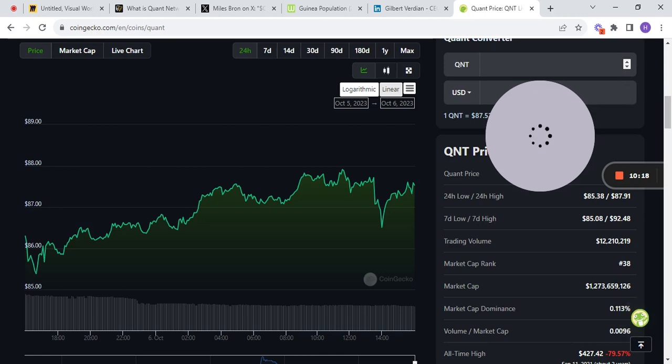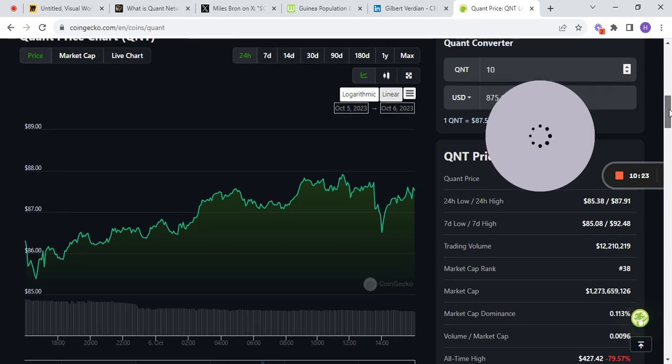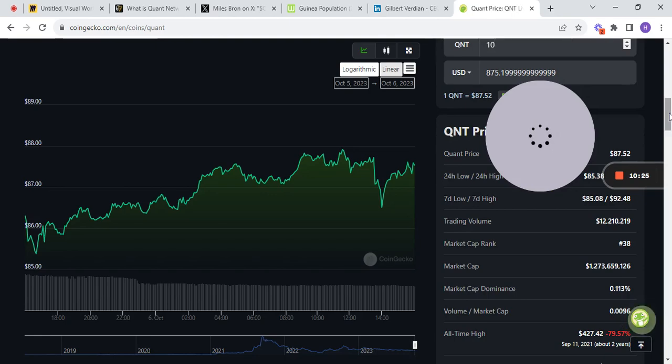And let's have a look at what 10 Quant would cost you right now. So 10 Quant right now would cost you $875. Now, I think that's an absolute steal, to be perfectly honest. Like I said, 10 Quant in anyone's portfolio is not going to hurt, and it will do well, and supply shock will kick in. Exchanges will struggle because there'll be no one selling it at a certain point. Its all-time high was $427, and I believe that it will absolutely eclipse that come the 2025 bull run.